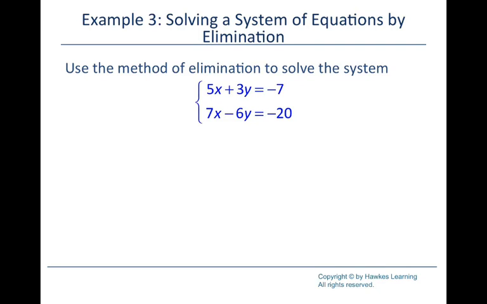Okay, so use elimination to solve this. Elimination means we're going to have to make one of the variables add to be 0. So if you look at this 3y right here, the y's have opposite signs already, a plus and a minus. If I multiply the whole equation across by 2, I'll get a 6y. So I believe that's what we're going to do.